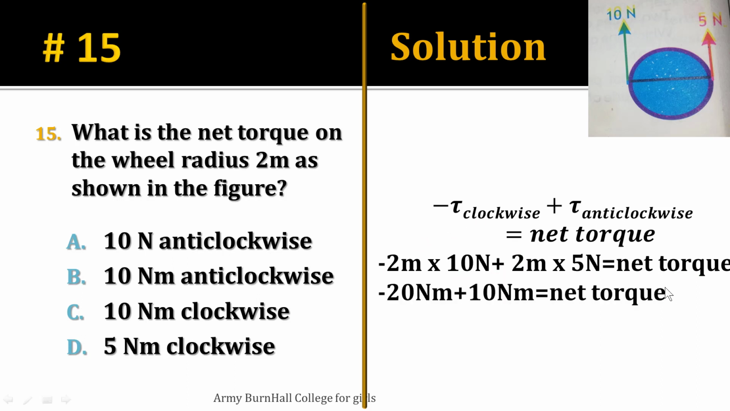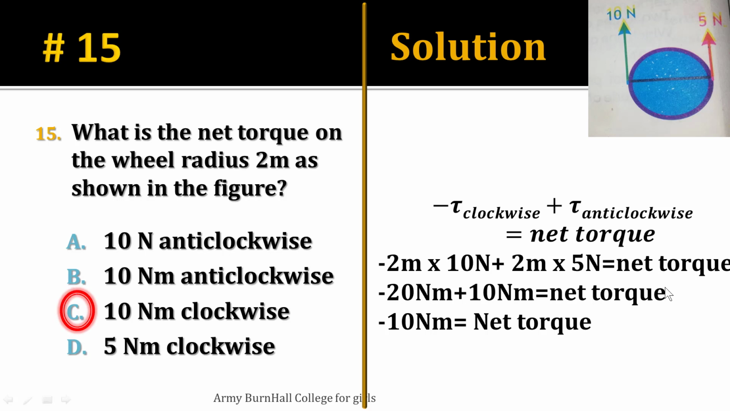That will be minus 20 Newton meter plus 10 Newton meter. This is equal to the net torque, that is minus 10 Newton meter. So the magnitude is 10 Newton meter, but whether it is clockwise or anti-clockwise, you can see we have a negative sign, and the negative sign shows that this torque is in the clockwise direction. So net torque is 10 Newton meter clockwise. Option C is the correct option, 10 Newton meter in the clockwise direction.